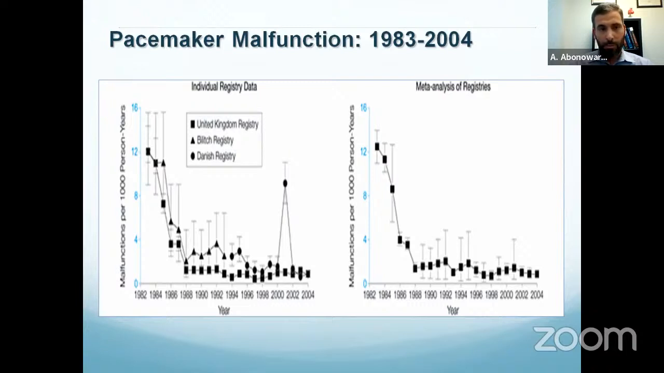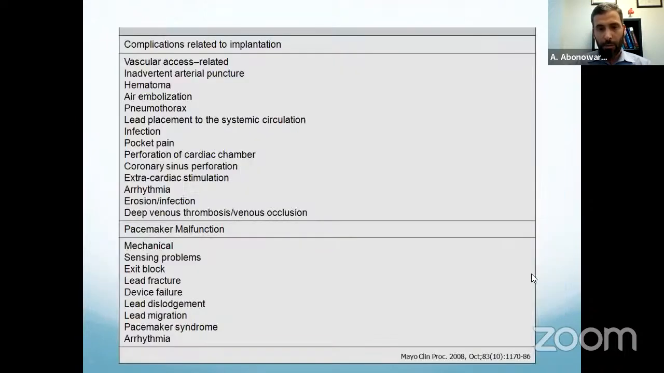So we needed to speak to the company and change that. So it's not always related to the operator. So maybe from the device itself. This is from Mayo Clinic.